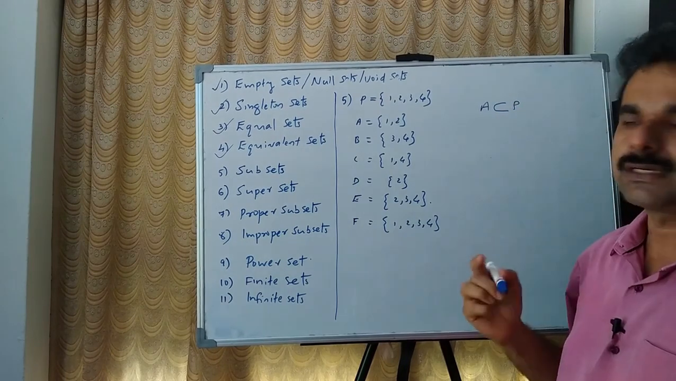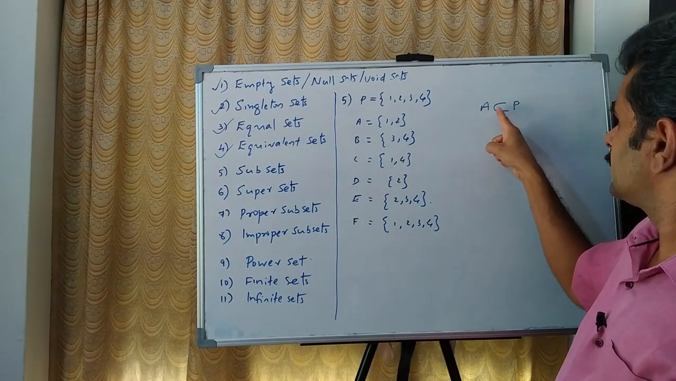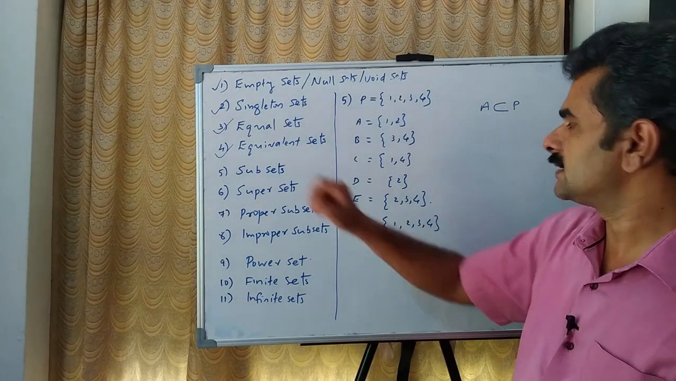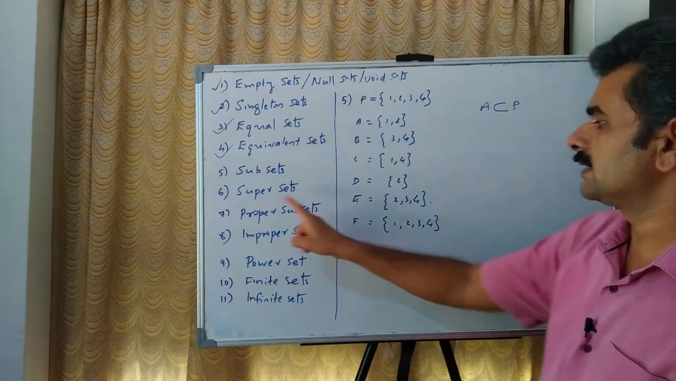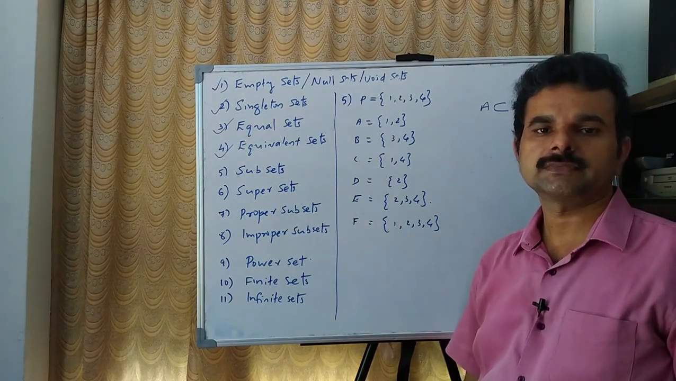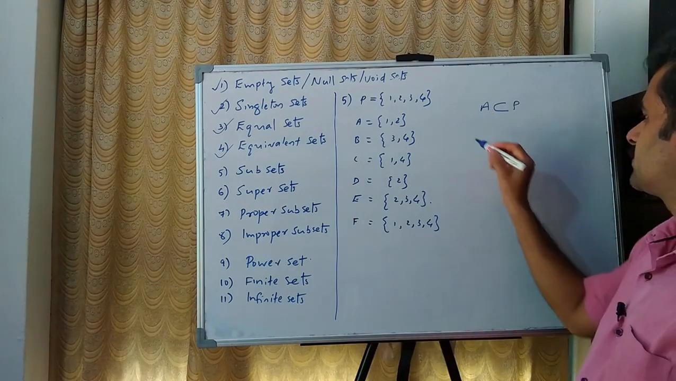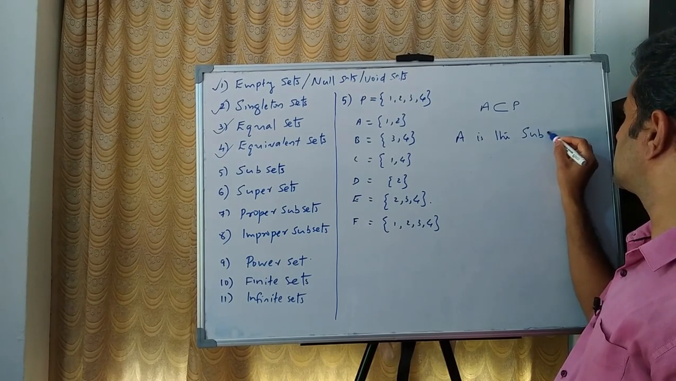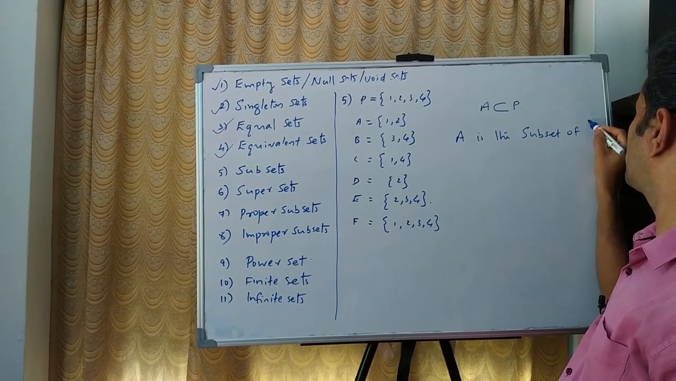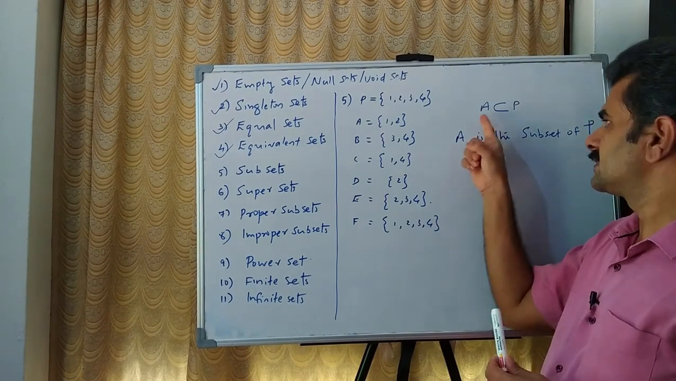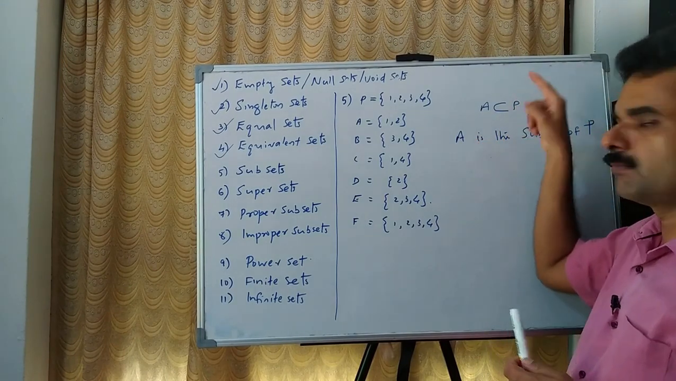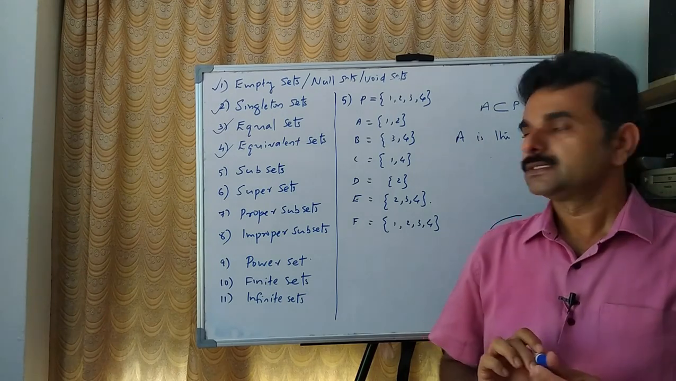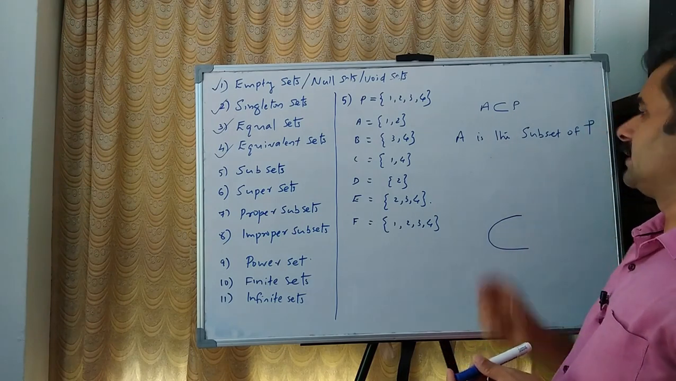This symbol is used. By representing this symbol, we say that A is the subset and P is the superset. Clear? A is the subset of P. This symbol is very important, a symbol like this, capital C. So A is the subset of P.